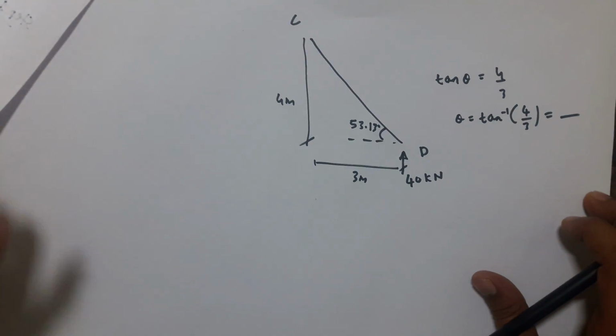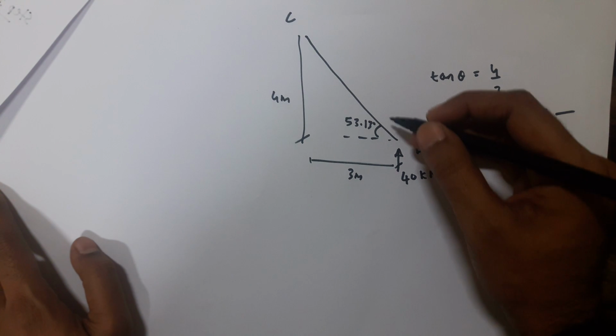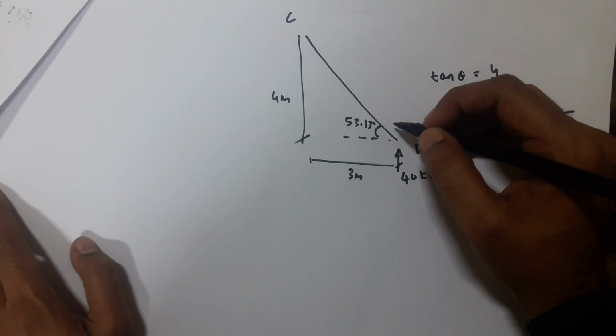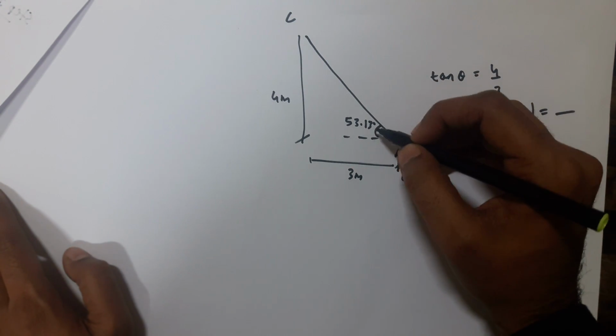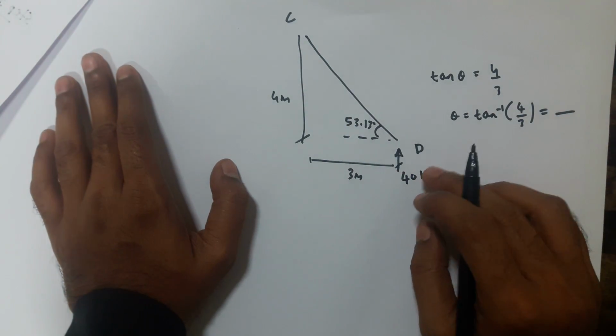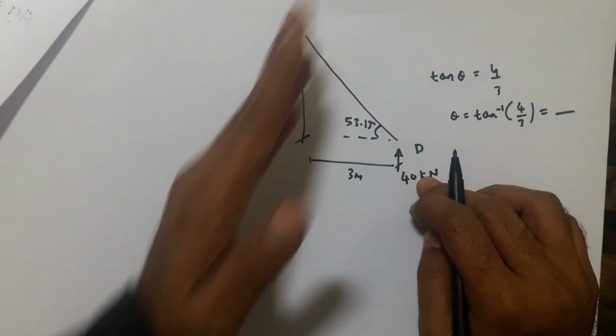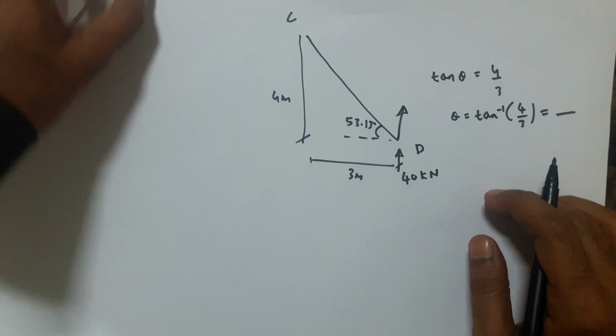Now see here, we need to understand, to draw axial force diagram, the forces should be along the member, and to draw shear force diagram, the forces should be perpendicular to the member. Okay, so we do not have 40 kilonewton which is along the member or perpendicular to the member, so we need to resolve this along the member and perpendicular to the member.